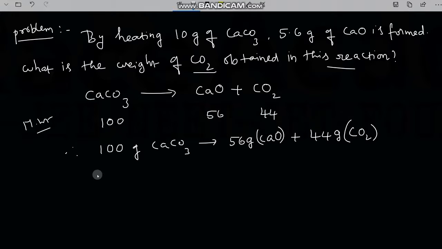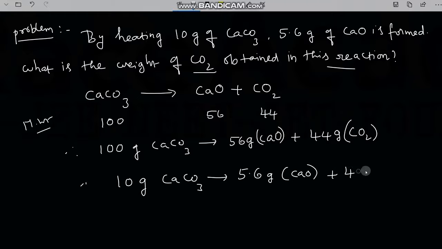In the question they are giving 10 grams. Therefore, if you take 10 grams of calcium carbonate, how much will it give? 10 by 100 is 1 by 10, so it will be 5.6 grams of CaO and 4.4 grams of CO2 will be obtained. So this is the mass they have asked in that question. This comes under the mass relationship process.